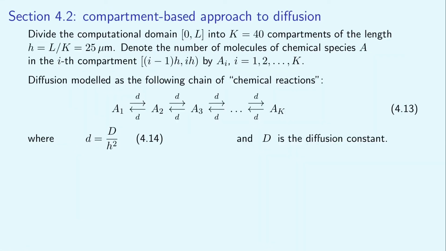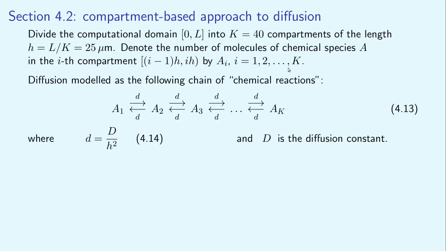To formulate the compartment-based approach to diffusion, we divide our computational domain, interval [0, L], into K subintervals of length h, which is given as L over K. We describe the state of the system by the number of molecules of chemical species A in each compartment. To do that, we denote by A_i the number of molecules in the ith compartment where the index i is going from 1 to K.